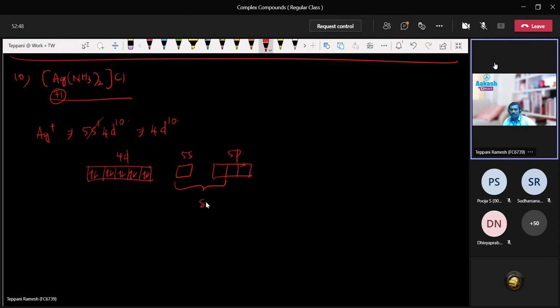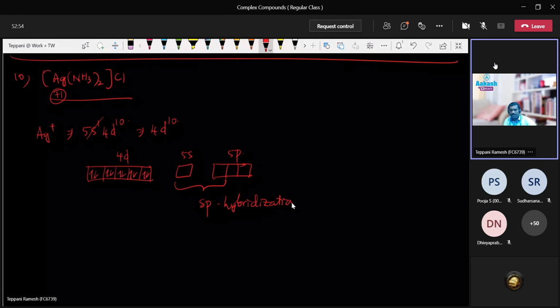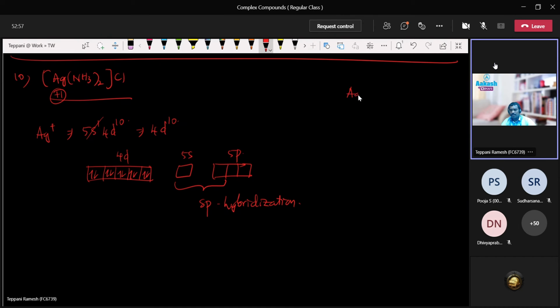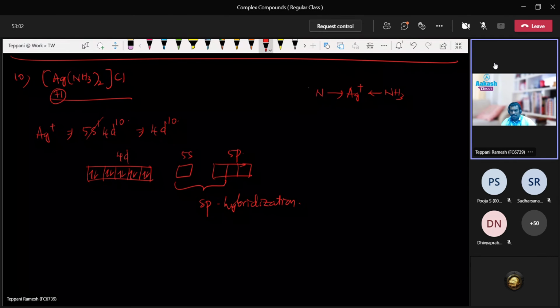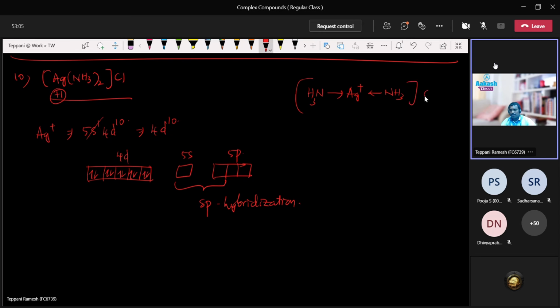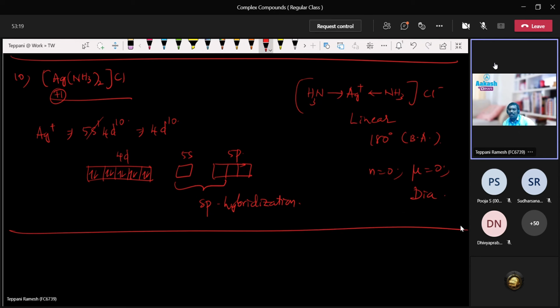Two ligands only are approaching, so sp hybridization. sp hybridization means linear structure. Ag plus ammonia: n equals 0. Linear structure, 180-degree bond angle. n value 0, mu value 0, diamagnetic. Inner orbital, outer orbital discussion not required.